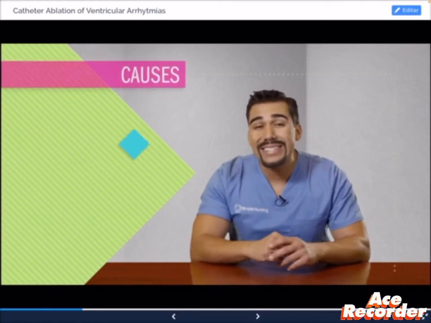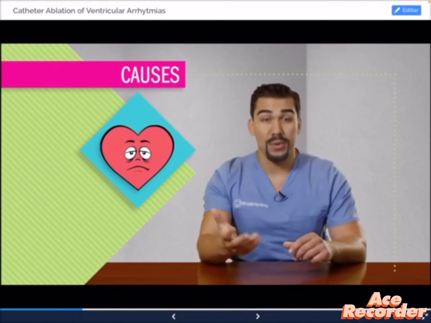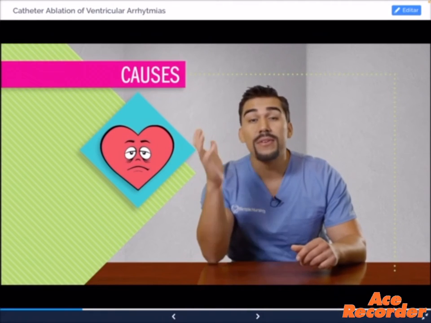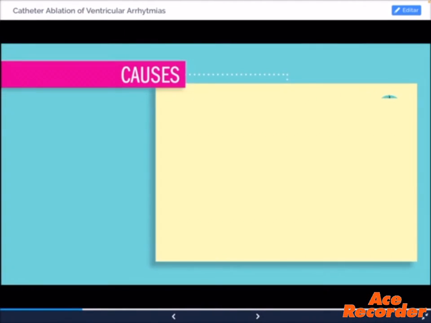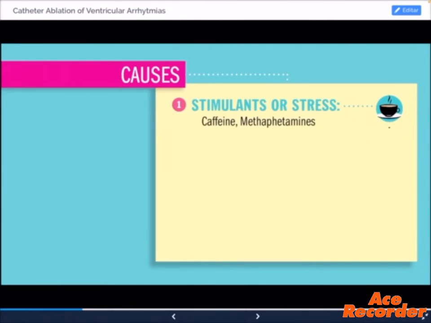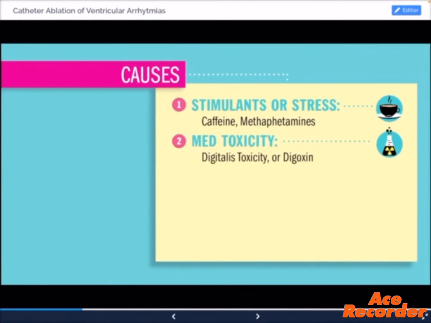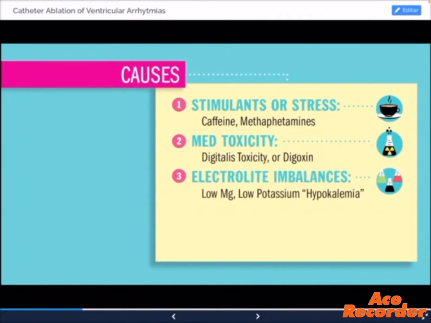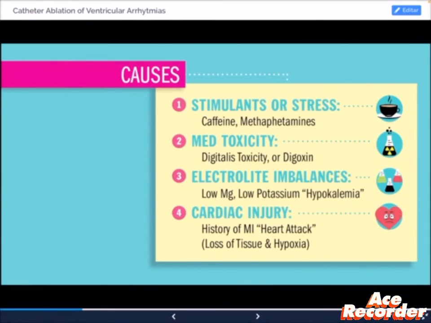So what are the main causes of VTach? Well, guys, let's think about the patho here. All the main causes stem from a dysfunctional contraction of the heart. So this can be from stimulants or stress like caffeine or drugs like methamphetamines. They make the heart contract way too fast. Medication toxicity like digoxin, something called digitalis toxicity, or electrolyte imbalances like low magnesium or low potassium. This causes the heart to have less control and pretty much contract erratically. Now lastly, the cardiac injury, so history of MI or heart attack, basically has a loss of tissue function, meaning we have big pump problems.